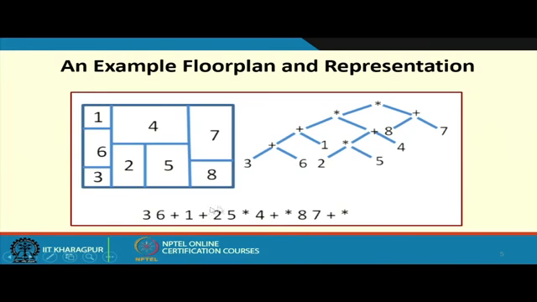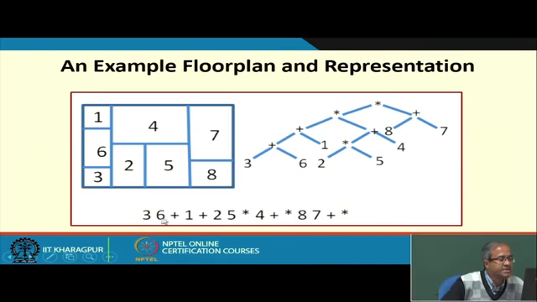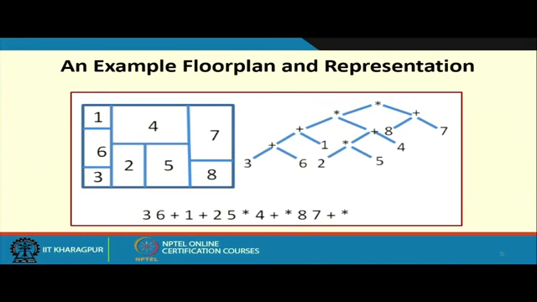So, here you can also see this, you have done exactly the same thing. 3 6 plus means this one, then 1 plus, that means 3 6 plus and 1 plus. 2 5 star, 2 5 star is this, then 4 plus, and this whole thing and this whole thing there is a star, this 8 7 plus, and this whole thing and this 8 7 plus is star. So, like that it proceeds. So, here you can work out, this is actually called postfix notation.